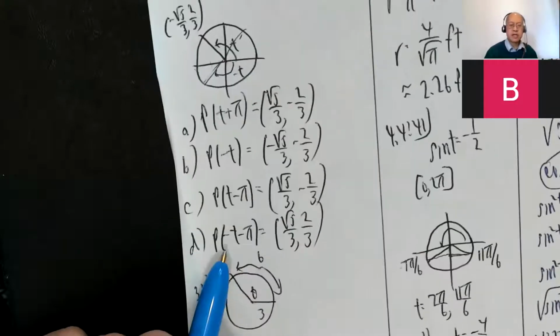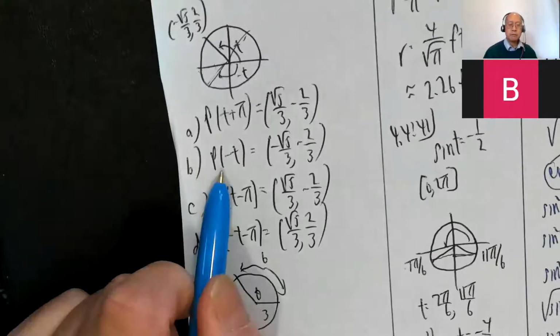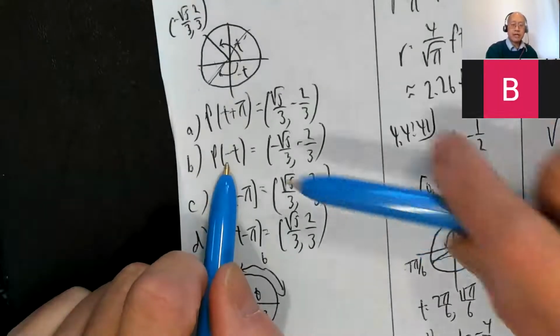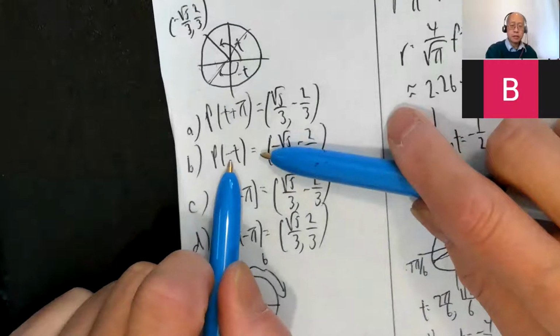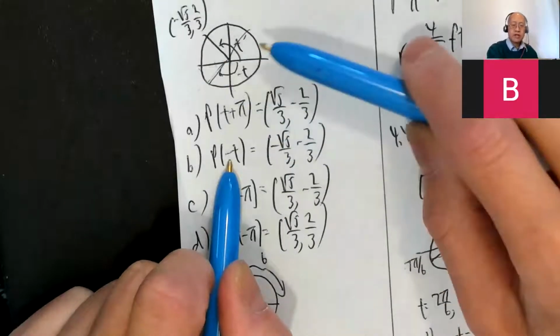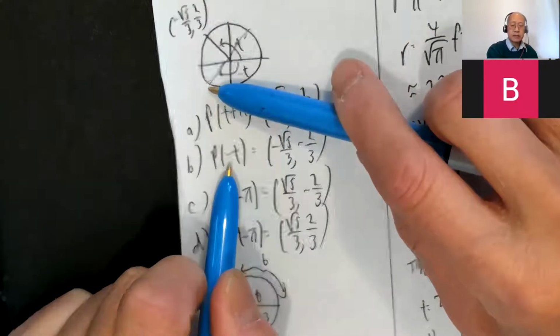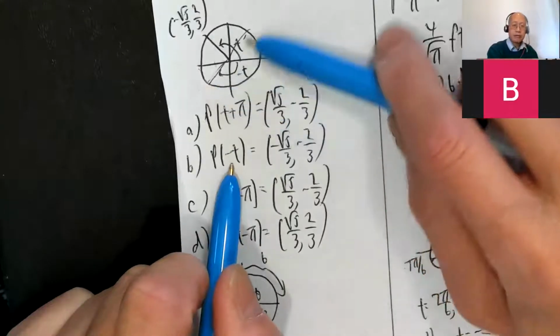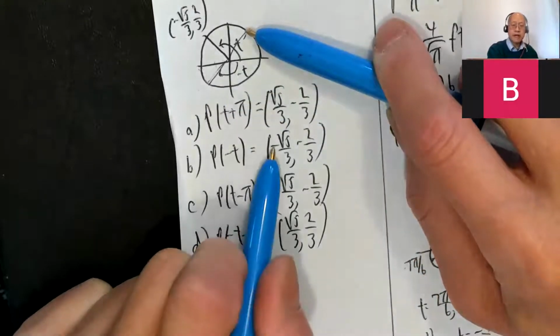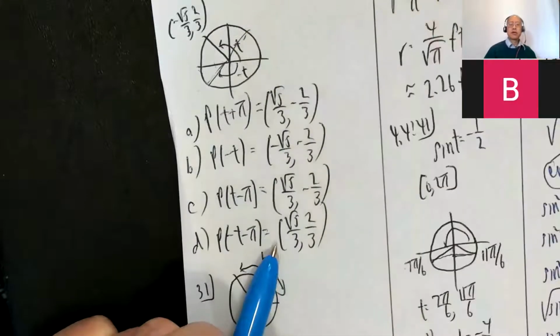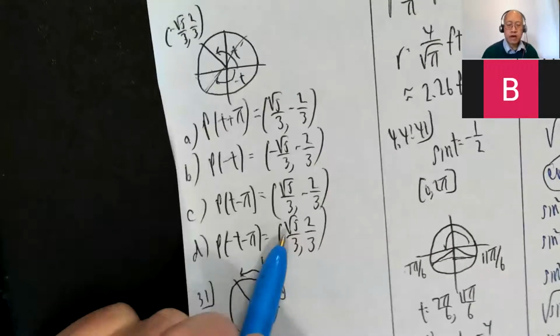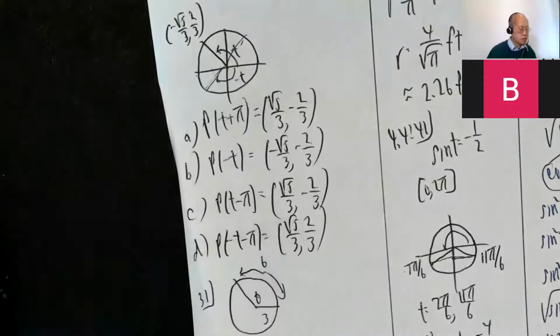Then how about negative t minus pi? Well, negative t minus pi is 180 degrees off of this. So negative t is here. If I subtract pi, I end up over here. So instead of both negative, they're going to be both positive. So the answer to D is radical 5/3, 2/3.